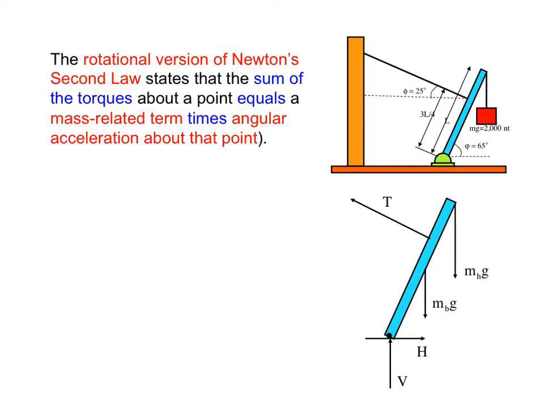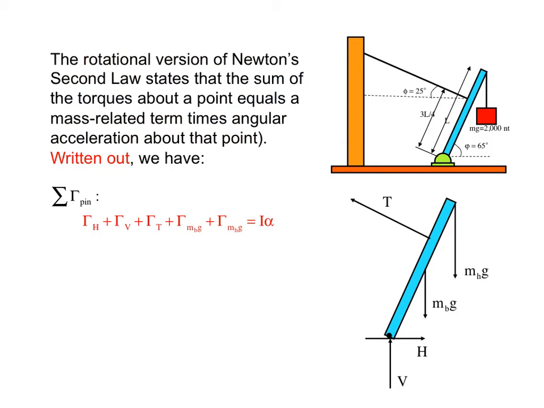So we're going to start out by using the rotational version of Newton's second law, which says that if you sum up the torques about any point at all, that will equal a mass-related term, which we'll talk about later, times the angular acceleration about that point. Writing it out for our situation, here we have the individual torques summed up, equaling that mass-related term I times the angular acceleration alpha. We've already figured out that the torques due to H and V are 0, and we can tell that because the body is in static equilibrium, the angular acceleration is going to be 0.